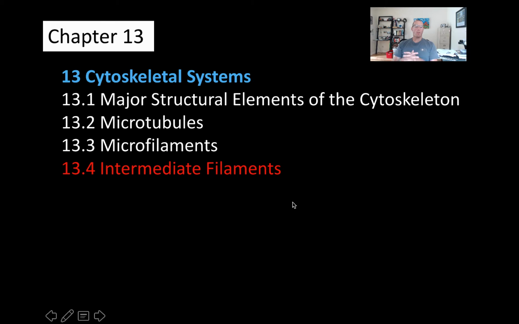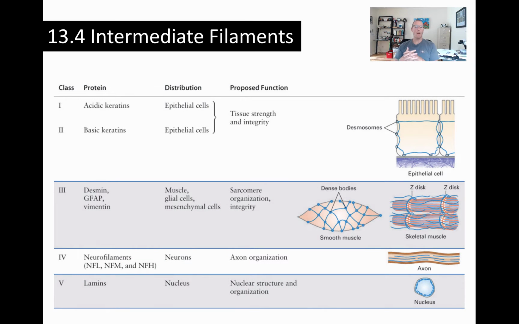Welcome back, folks. We're going to wrap up this discussion of the cytoskeleton with a real quick look at intermediate filaments. We're not going to get into this in too much depth. Now, unlike microtubules and microfilaments, intermediate filaments differ greatly in their amino acid composition, and they vary hugely from tissue to tissue. We can basically group intermediate filaments into 6 classes, 5 of which are shown in the table here.